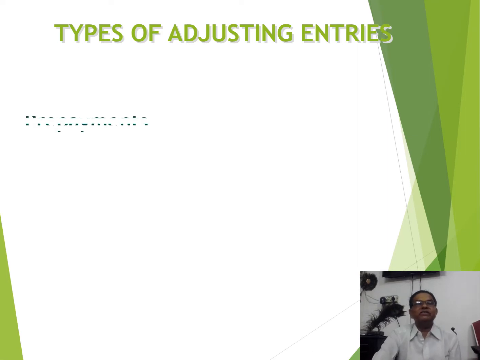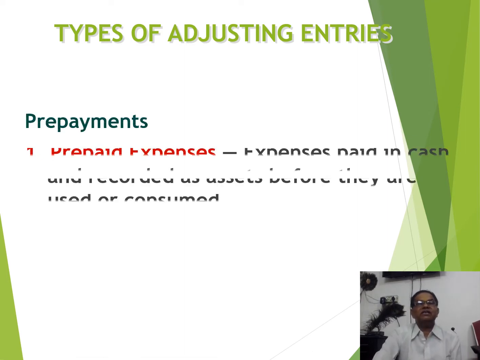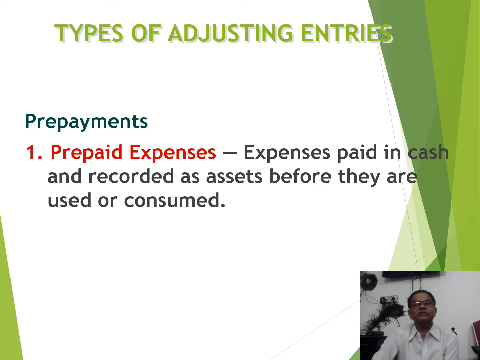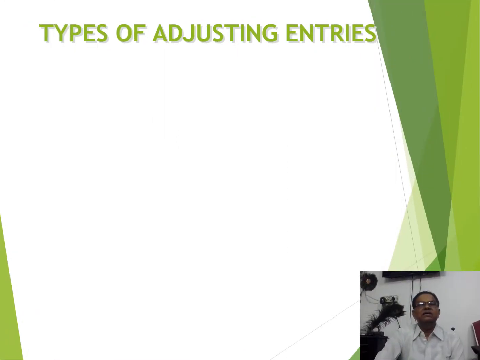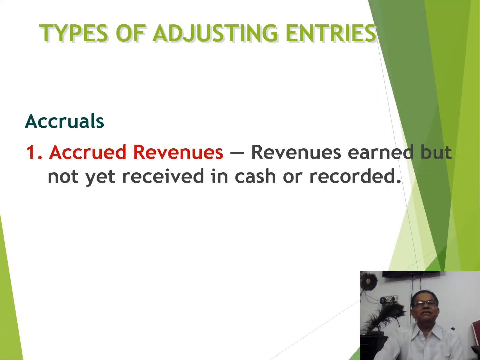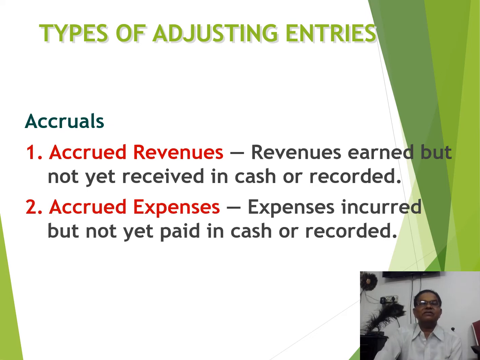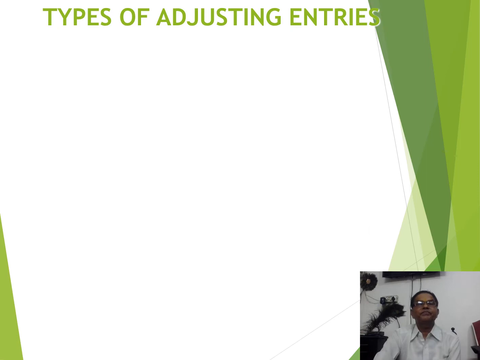Another type of adjusting entry, as we have discussed, is prepayments, that is, prepaid expenses. This is paid in advance. And unearned revenue is revenue received in cash and recorded as a liability before it is earned. Next one is the accrual: accrued revenue or income that is not yet received in cash. And accrued expense is expenditure which is incurred but not yet paid.